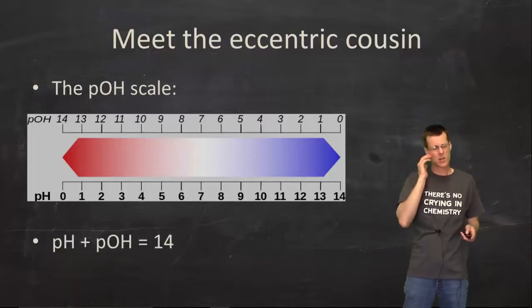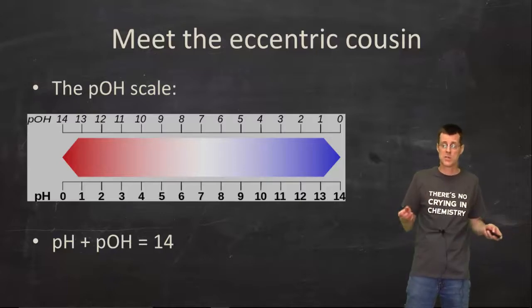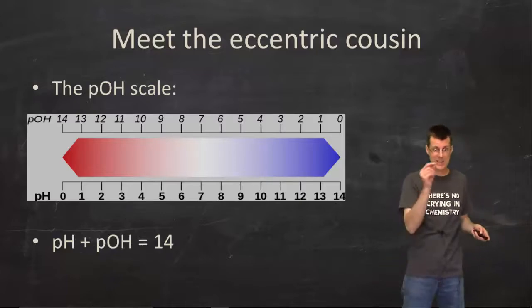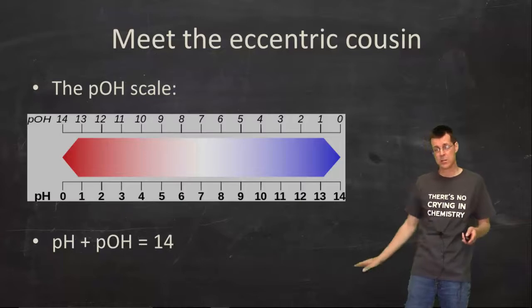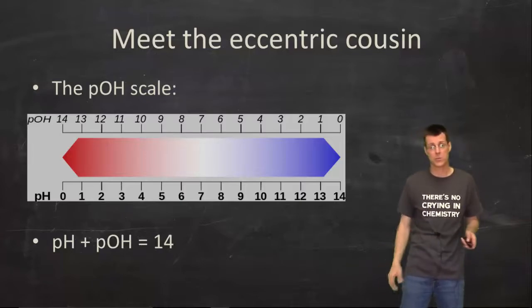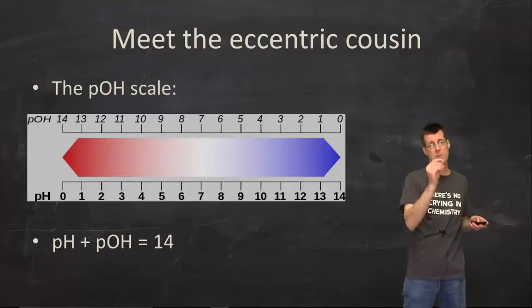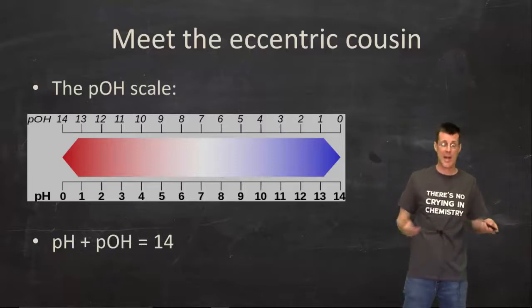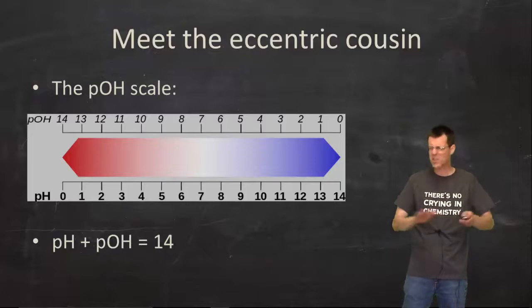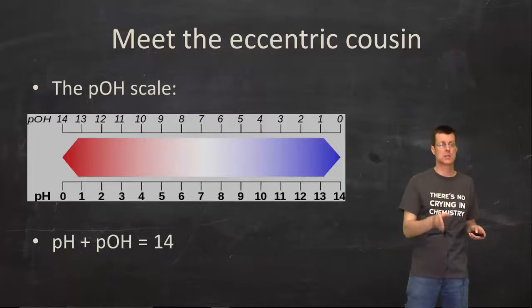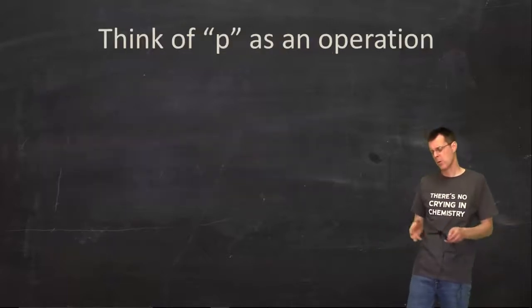Well, how come you've never heard of the pOH scale? The reason is really simple, because I can get pH numbers for bases using this relationship on the bottom. If you look at how the scale lines up, it's always pH plus pOH add up to 14. We're not going to talk about why that is, at least not in this course. Okay, well, how does that work?